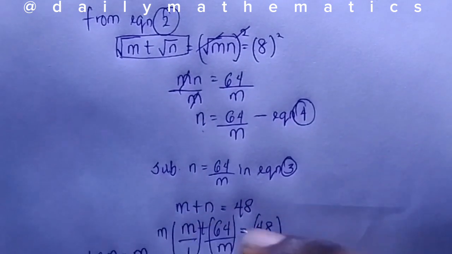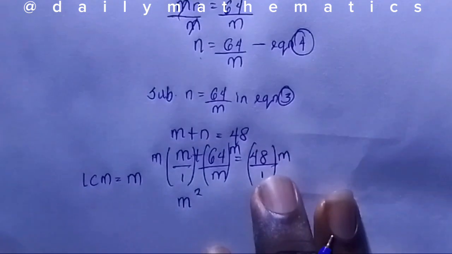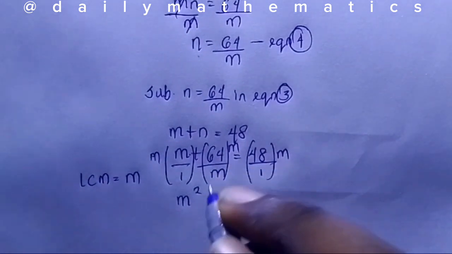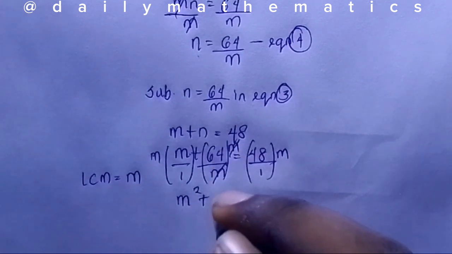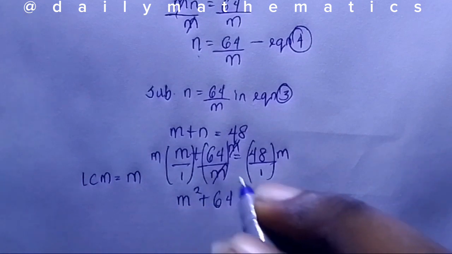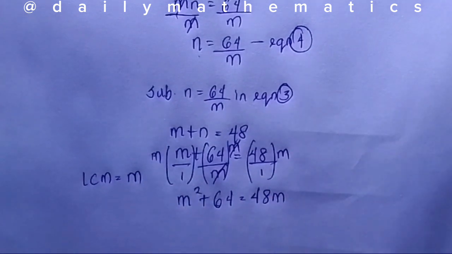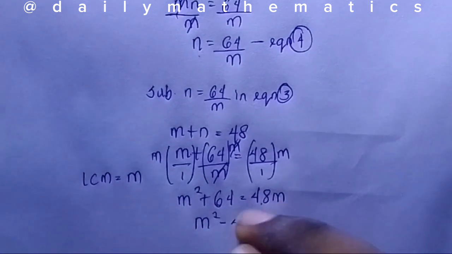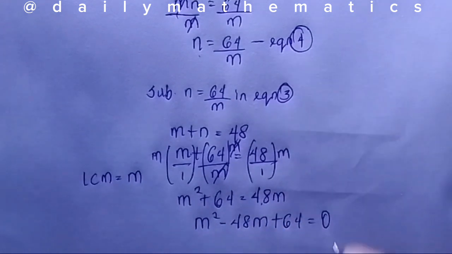Multiply all through by m. m times m gives us m squared, plus m cancels m. We have 64 equals 48m. So let's bring the terms with m to one side. m squared minus 48m plus 64 equals 0.